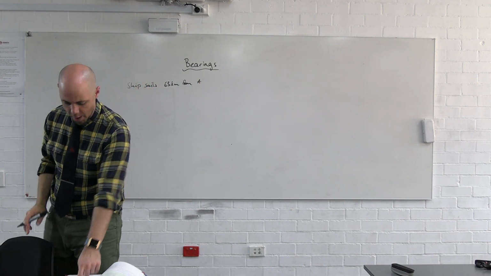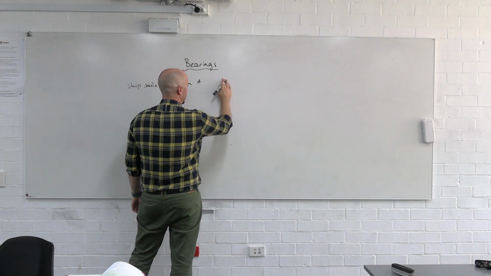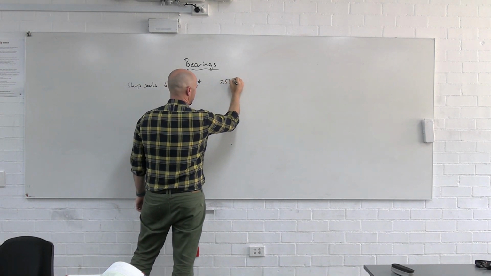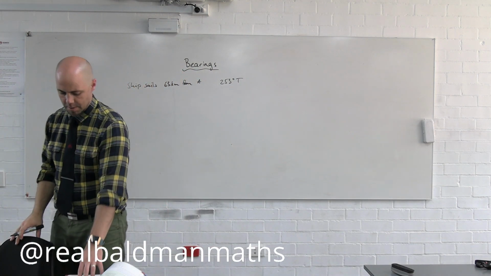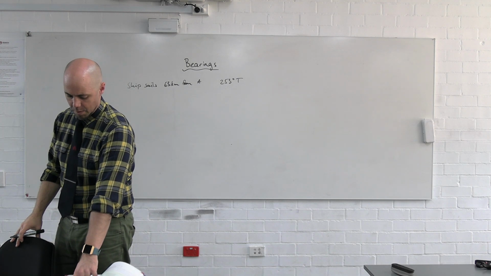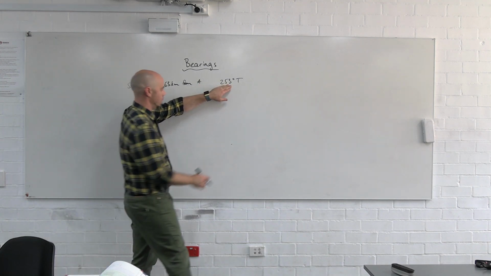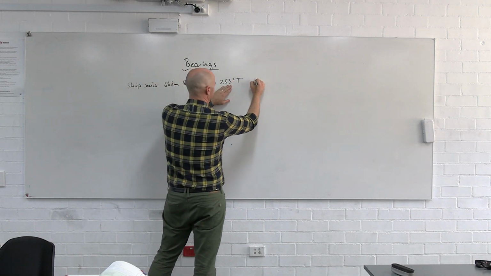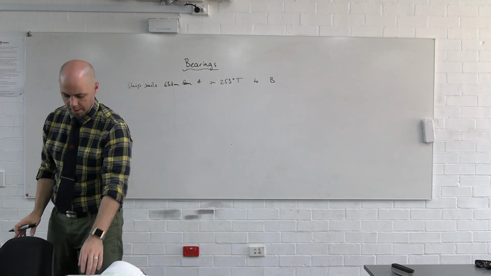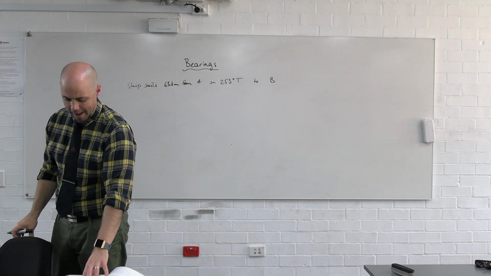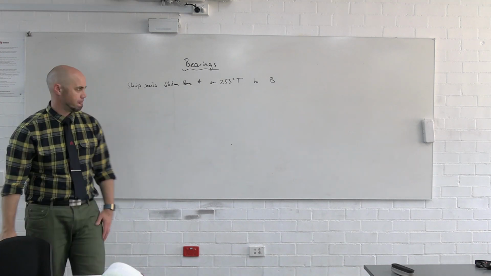Kilometres from port A on a bearing of 253 degrees true. You don't always need that T afterwards for true. Sometimes you use different bearings. They use the T. And it's doing that from A on that bearing to a buoy. We're going to use the letter B for that. Find how far the ship is west of A. Okay?